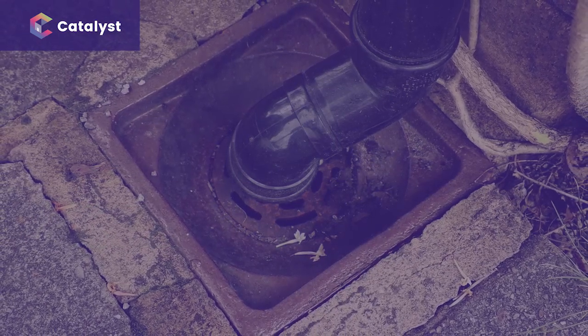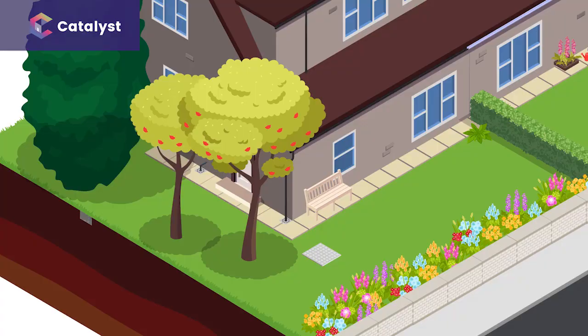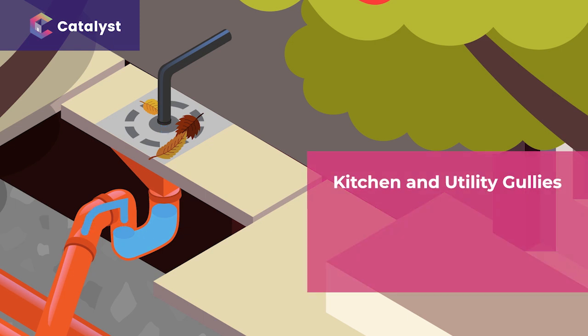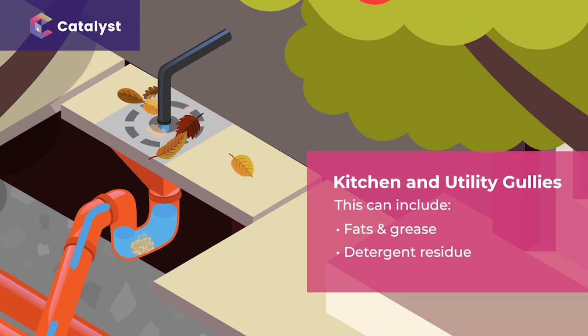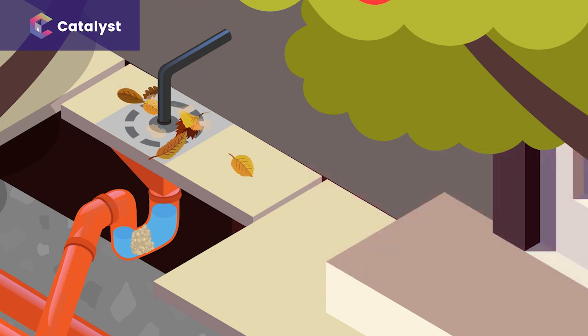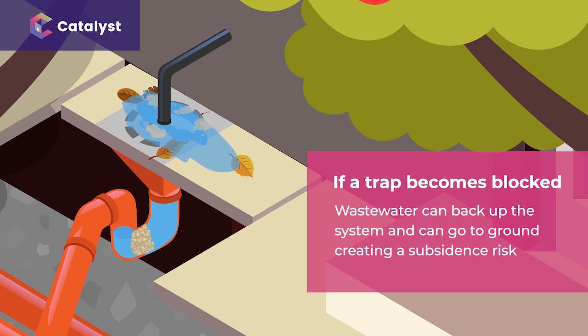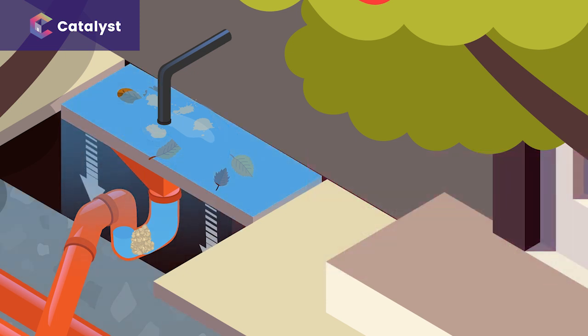By their design, gullies are prone to blockages as debris builds up in the trap. For kitchen and utility gullies, this can include fats and grease from kitchen sinks and detergent residue from washing machines and dishwashers. If a trap becomes blocked, wastewater can back up the system and go to ground, creating a subsidence risk. This tells us regular inspection and maintenance of accessible drainage can prevent avoidable blockages that can have serious consequences.